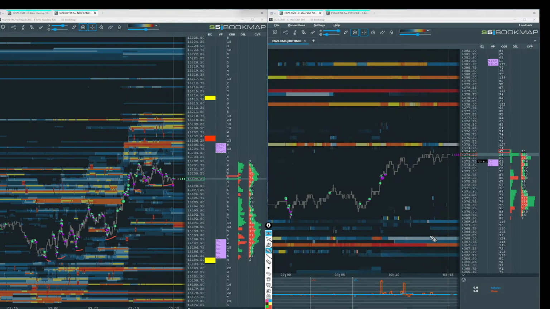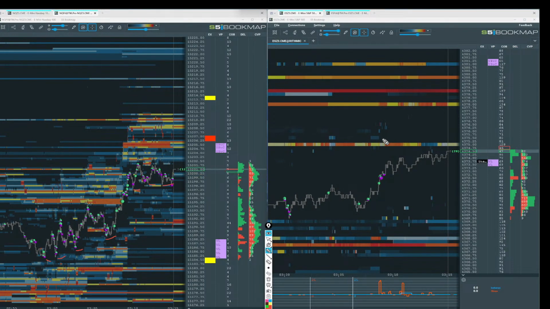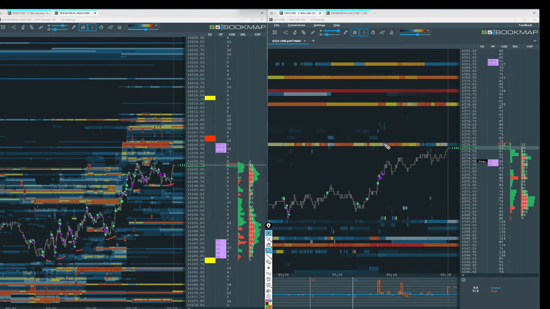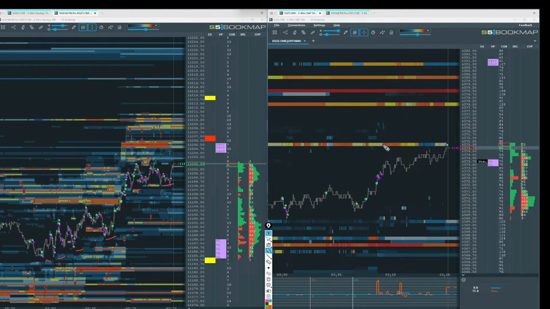And in ES, just have a look where ES is. ES is really back into its value from ETH and quite close to Monday's settlement, T plus 2.